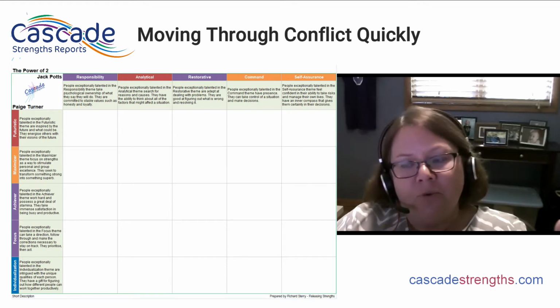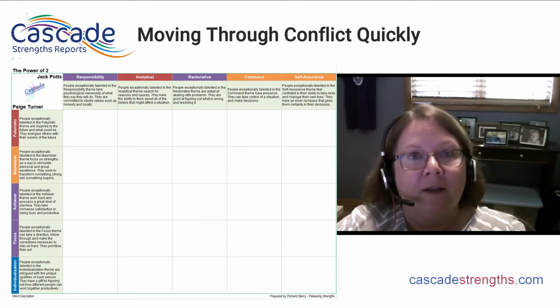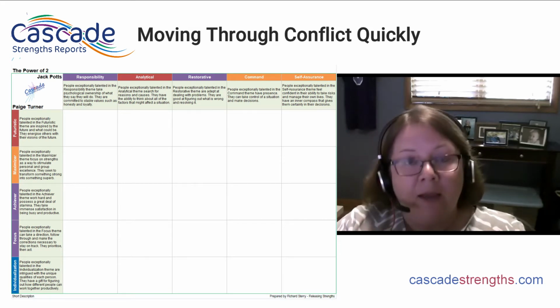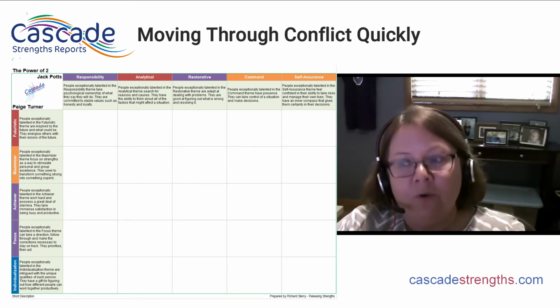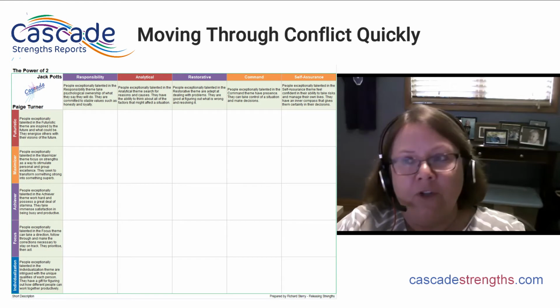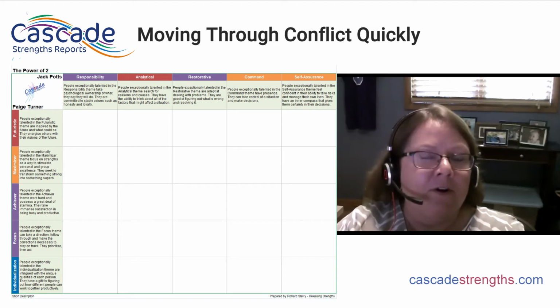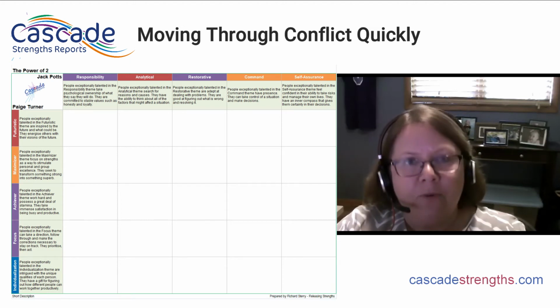Once an individual fills out the grid all the way through all the 5x5s, then I, as their strengths coach, work with them individually. I'll meet with them and review their Power of Two, talk through some of the challenges they may be having, and then I bring them back together. Then the three of us talk through that grid.